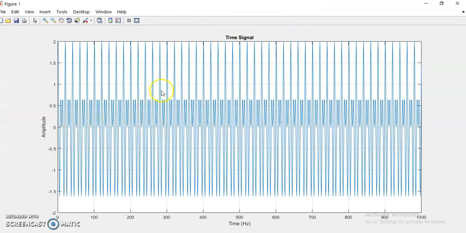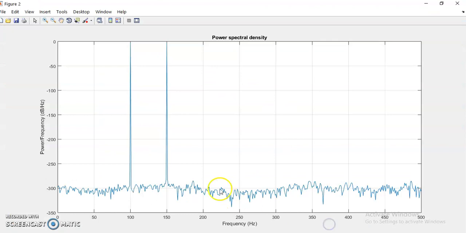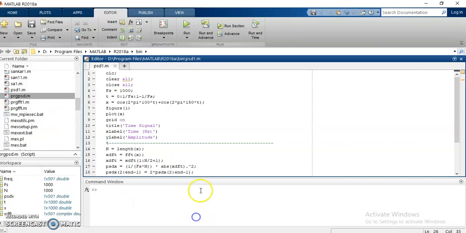So this belongs to the time signal, and figure window 2 belongs to the power spectral density signal. As you observed here, the input sequence x equals cos, observe here in the program, cos of 2 pi 100t plus cos of 2 pi 150t.